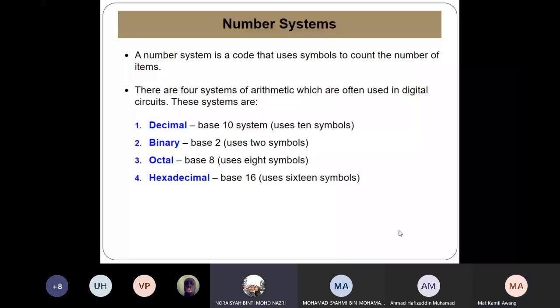No, I want those 10 symbols. 0 to 9. Yes. 0, 1, 2, 3, 4, 5, 6, 7, 8, and 9. So those are the 10 symbols.